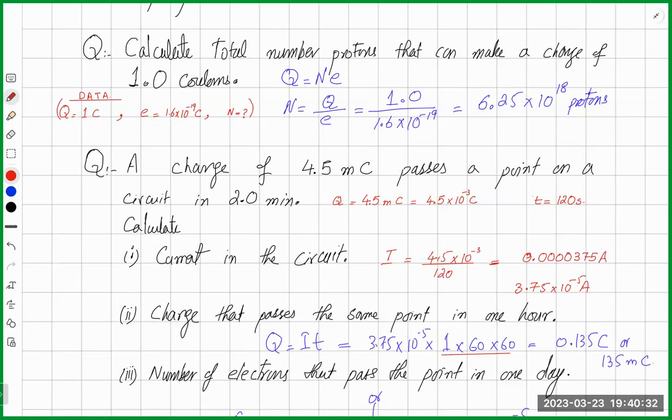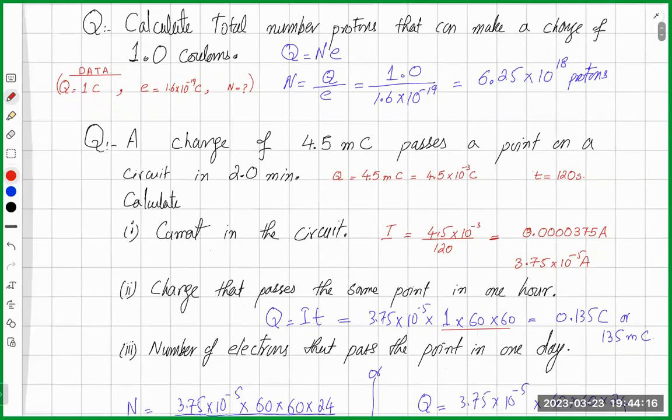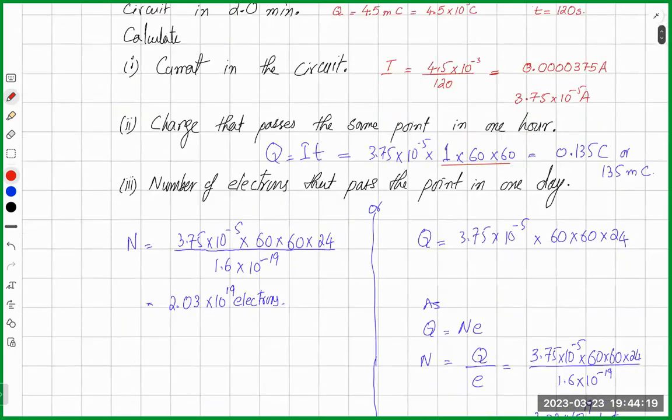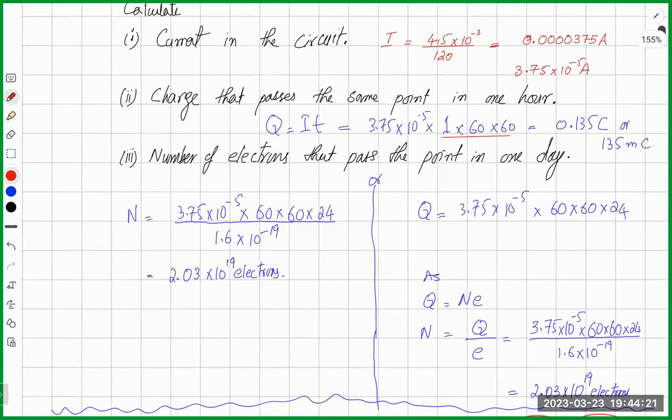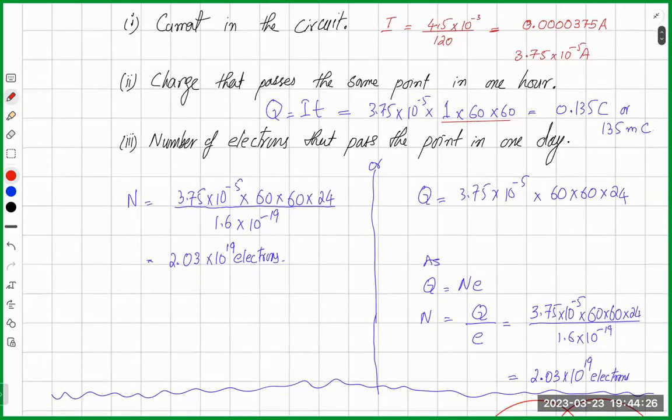See if you can find out how many electrons pass the point in 1 day if there is a constant current. Let's see. It is 2.03 times 10 to the power 19 electrons.